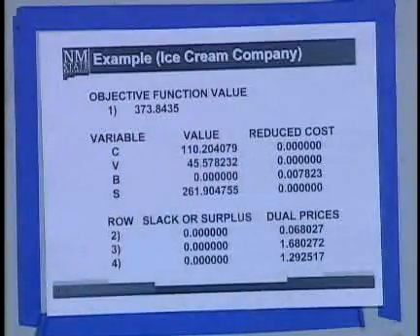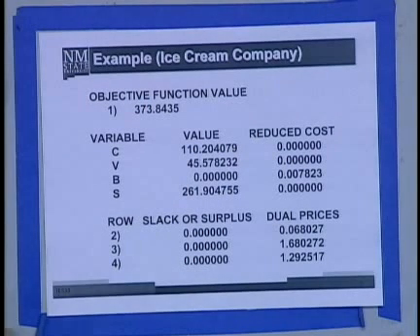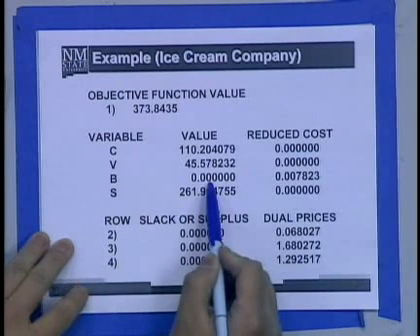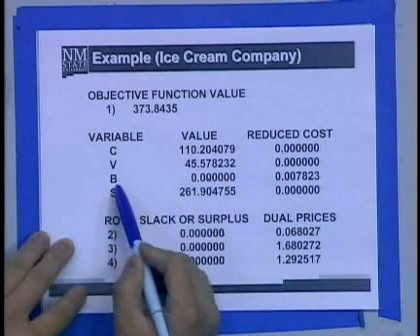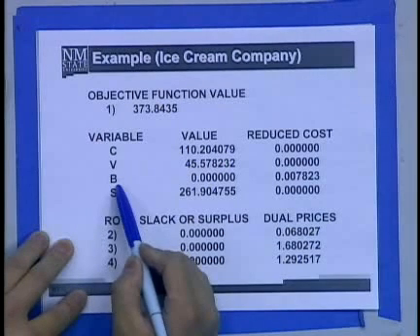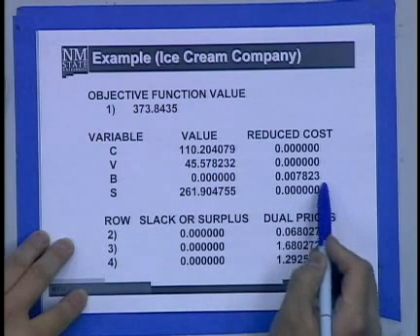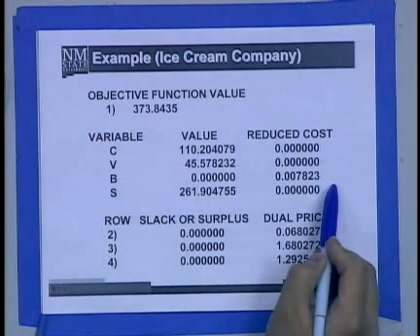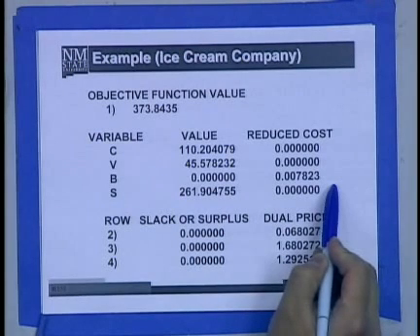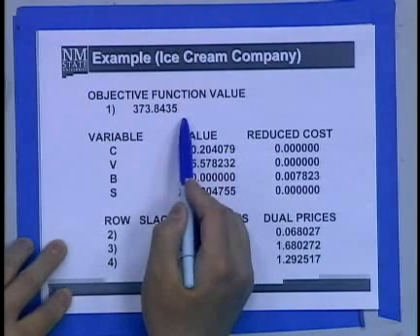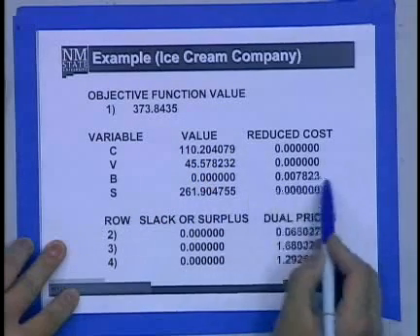And in the optimal solution, the B, which is the banana ice cream, is 0, which means variable B is a non-basic variable, right? And the corresponding reduced cost is 0.007823, right? So, which tells us the profit will be reduced by 10 times this reduced cost, right?